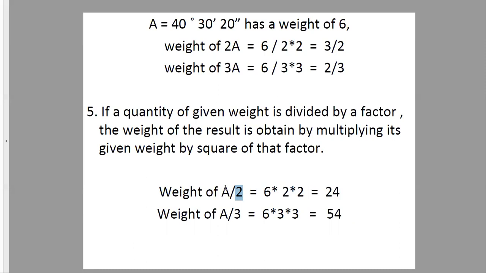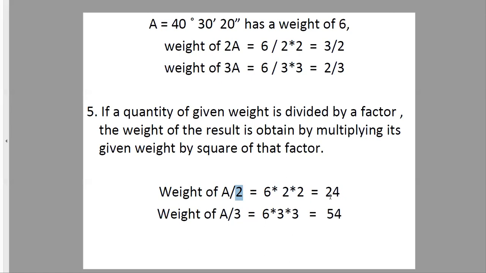Suppose we have earlier weight of A as 6, then we have divided it with 2, means we have weight of A by 2 will be 6 multiplied with 2 into 2, that is square of 2. So this will become 24. Suppose a quantity is A, and if its weight is 3, then what will be the weight of A by 3? That will be 27.